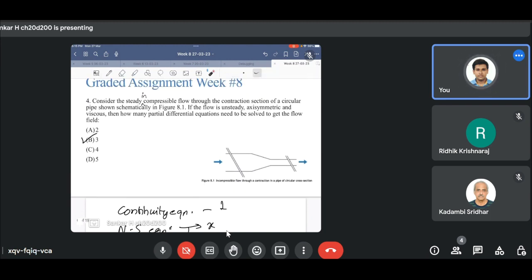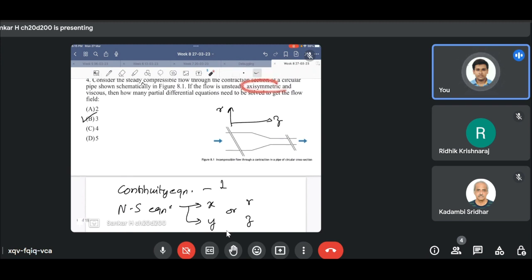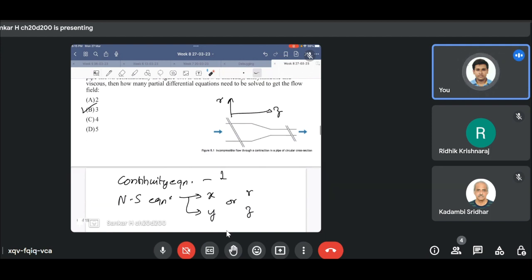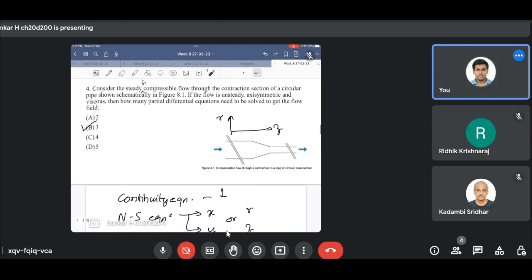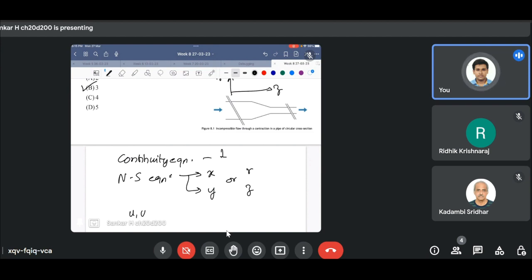Since it is directly given that the flow is axisymmetric, we can either solve for x and y, or we can also solve for r and z, considering this to be r and this to be z. And since it's axisymmetric, we don't have to worry about the theta variation at all in this problem. So we'll have to solve totally 1, 2, 3 equations, and we will be finding out the u and v velocities, or ur and uz velocities, and the pressure field.